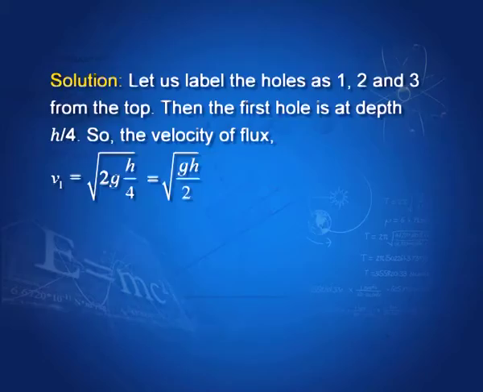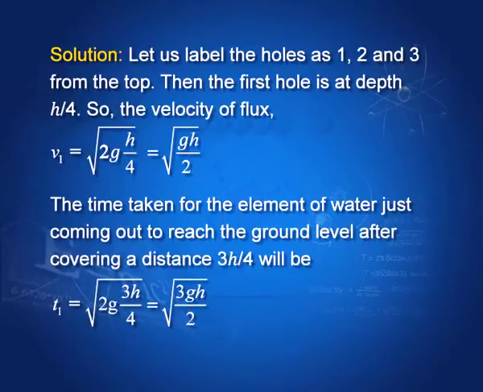Let us calculate now. The velocity of efflux from the first hole, V1, is root of 2g into h by 4. h by 4 is the depth, you remember. Let me show you again. h by 4 is the depth, which gives root of gh by 2. And when it comes out, this has to fall a distance 3h by 4. We must find out the time that it takes for falling this, and then multiply by the velocity of efflux to find the horizontal distance by which it has travelled.